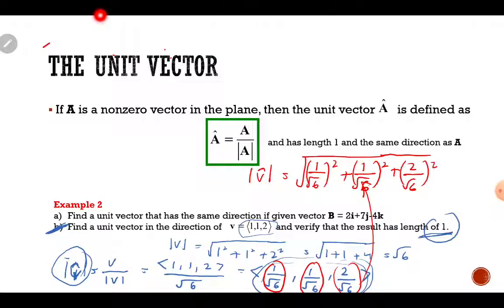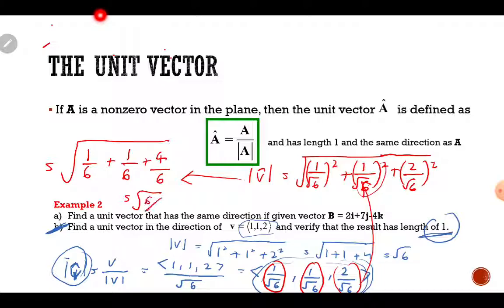So what answer do you get? It will equal 1 per square root 6 squared. The square root disappears. This one is the same, the square root disappears. 1 squared is 1. And this 2 squared is 4, the square root 6 disappears. So you will get 6 over 6, which is equal to 1. So it is proven that it has the length of 1. Alright. So we're done with example 2.